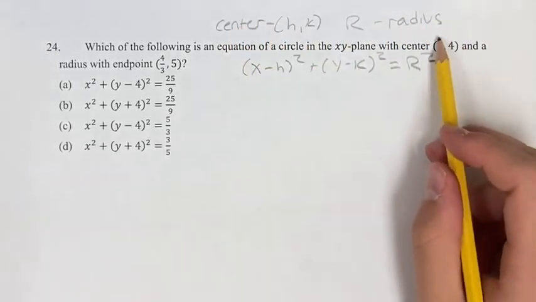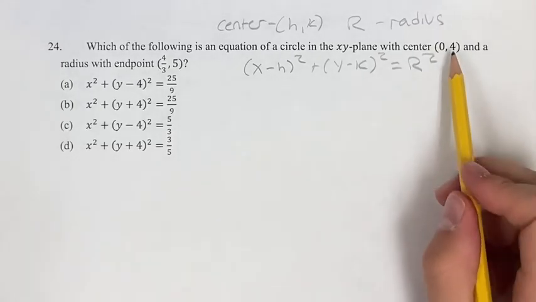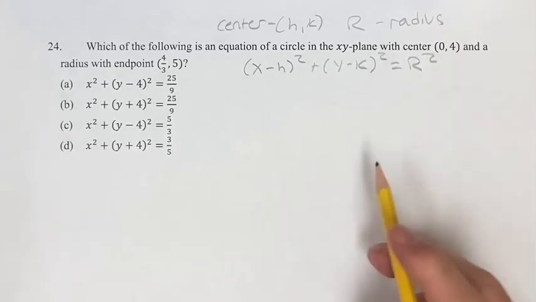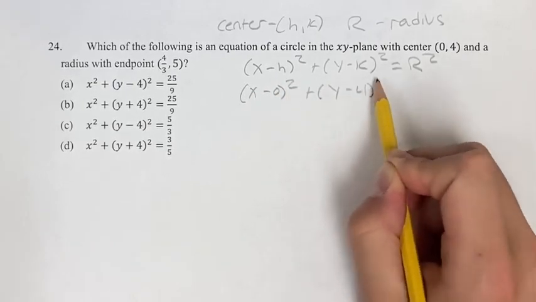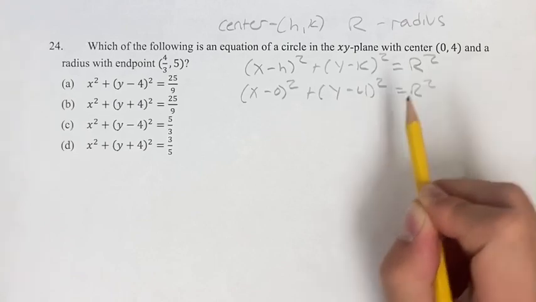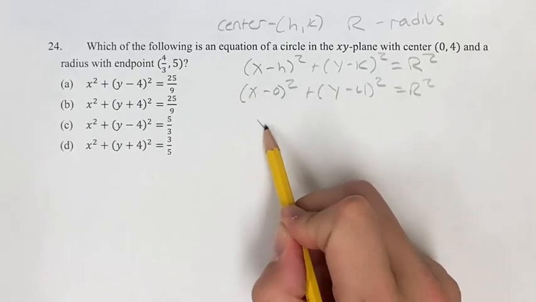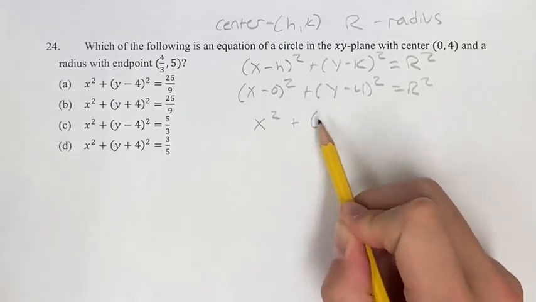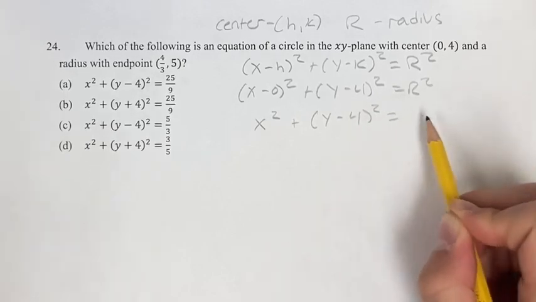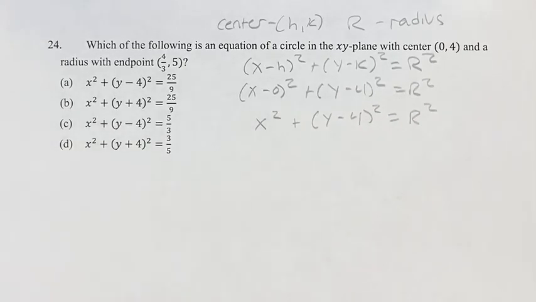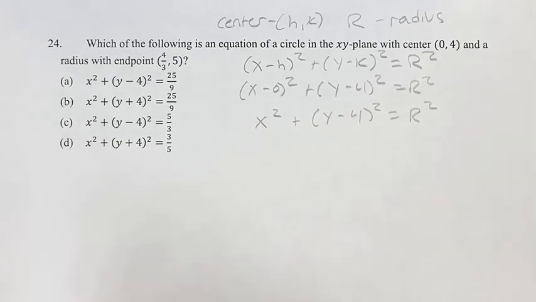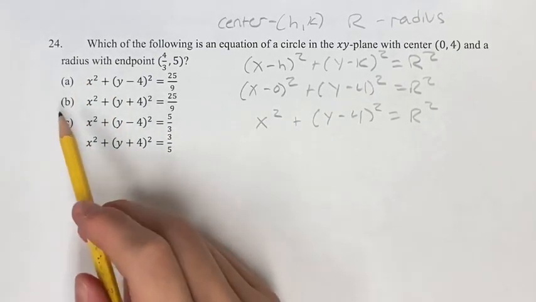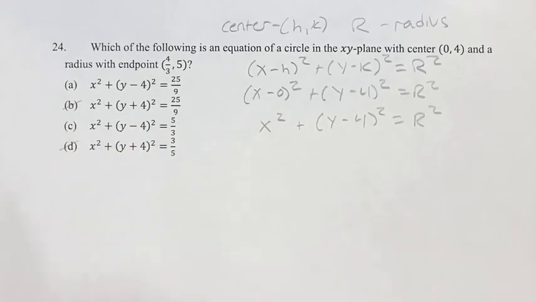Okay, so we already have the center, so we can just plug in 0 for h and 4 for k. So we have (x - 0)² + (y - 4)² = r². We'll figure out r later, but first of all, x - 0 is just x, so x² + (y - 4)² = r². So we see x² + (y - 4)². This lines up with A or C. We know it can't be B or D since these have plus 4, which would correlate to a different center.